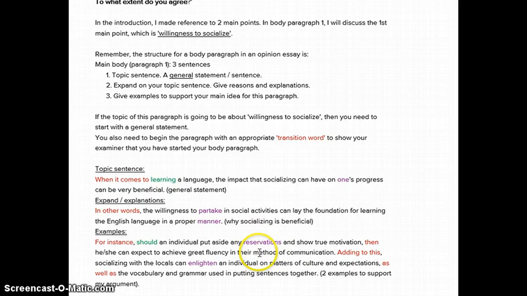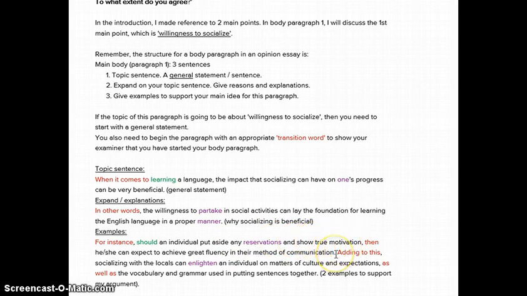That's called reservation. If you have reservations at an interview, for example, it means you're very shy and you can't speak properly. If you have reservations when you're socializing, it means that you're too quiet, you're very worried about what people think of you, so you don't speak. That's what we mean here by reservations. It's a very good word to use in your vocabulary. Should an individual put aside, put away and forget being shy, any reservations, and show true motivation.